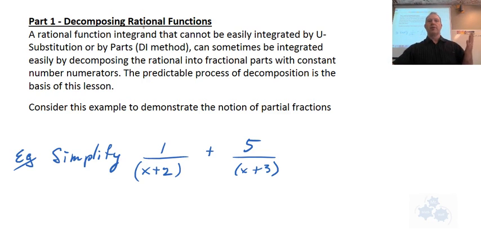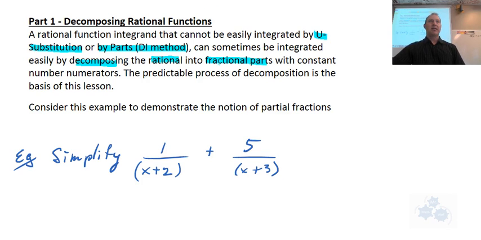So why are we doing this? A rational function integrand that cannot be easily integrated by u-substitution, which we've covered in Calc 30, or by parts, so integration by parts, which was that DI method that we just did, could sometimes be integrated easily by decomposing the rational expression into its fractional parts, or using partial fractions. If you look up integrating partial fractions on the internet, you'll find lots of stuff on this. So that's what we're going to talk about here today.